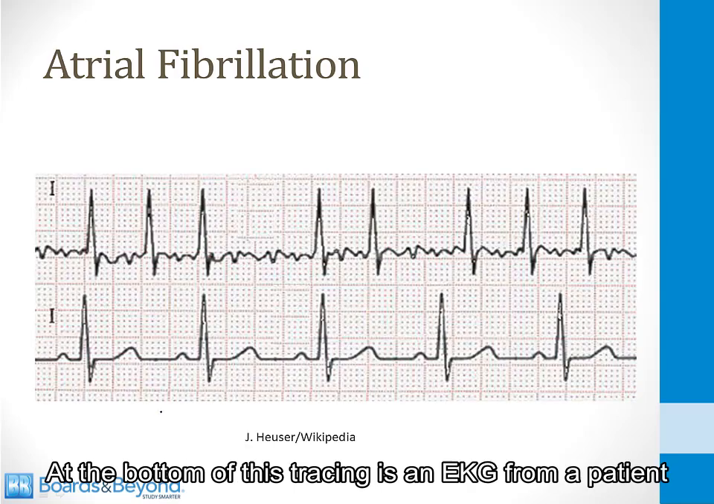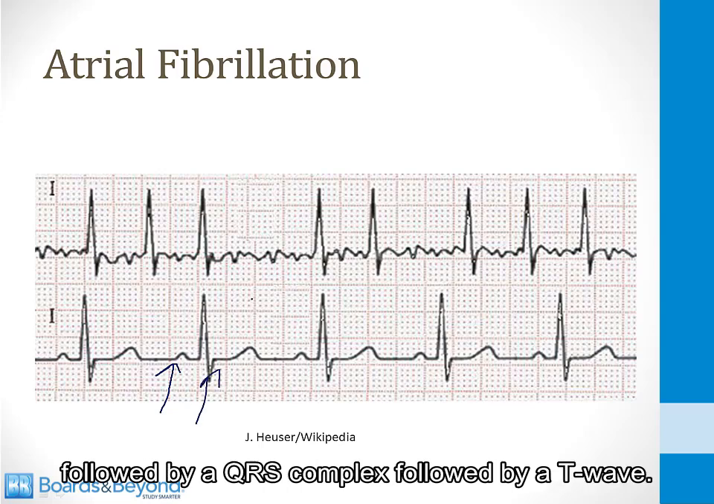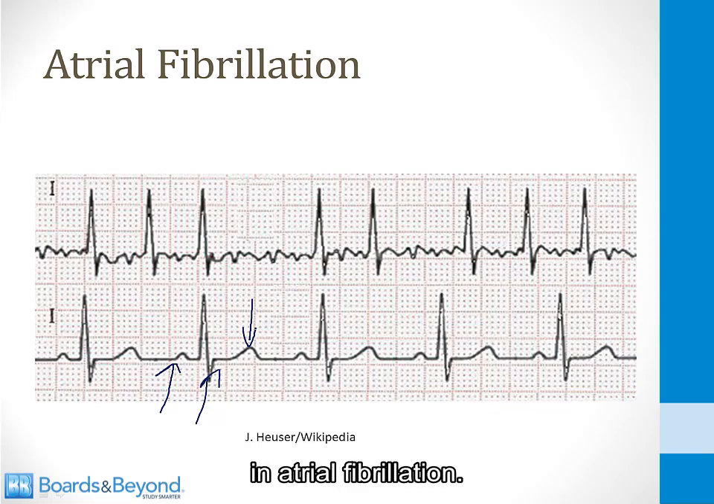At the bottom of this tracing is an EKG from a patient in normal sinus rhythm. You can see that there are P waves followed by a QRS complex followed by a T wave. At the top of this tracing is a patient in atrial fibrillation.